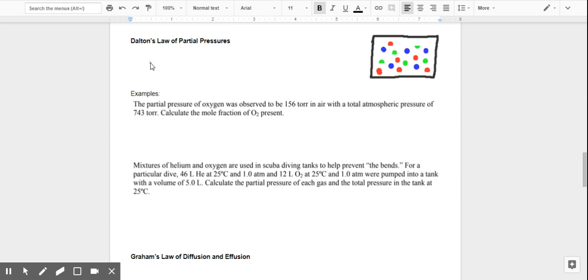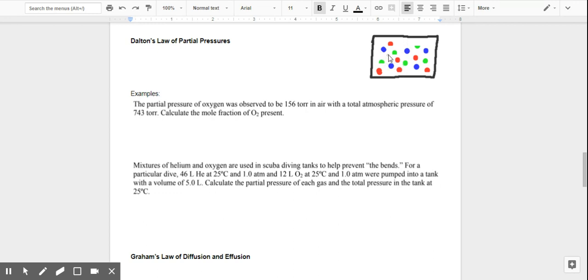In this video, I want to talk to you about Dalton's law of partial pressures. So let's understand what that means. Let's say we have a vessel here off to the side and we have three different types of gases that are in that vessel. So we have red gas, green gas, blue gas.